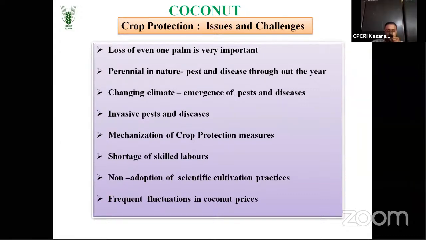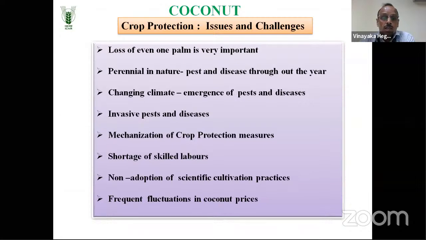In conclusion, I would like to say that compared to other annual crops like paddy, rice or maize, even one plant is very important in the case of coconut. If one or two plants die in those crops, there is no need to bother, and even farmers are not bothered. But in the case of coconut, even the loss of one adult palm matters, because it is a perennial crop. So we have to look at the disease from the perspective of an individual plant, not as a population of plants. That is what we want to highlight.